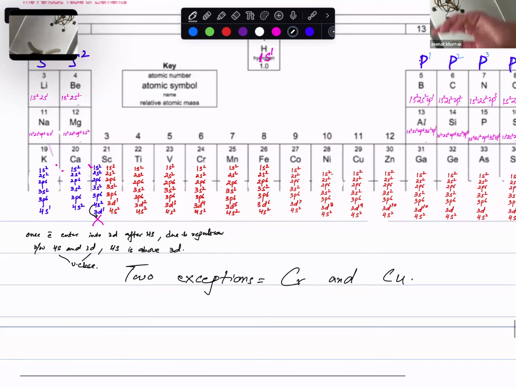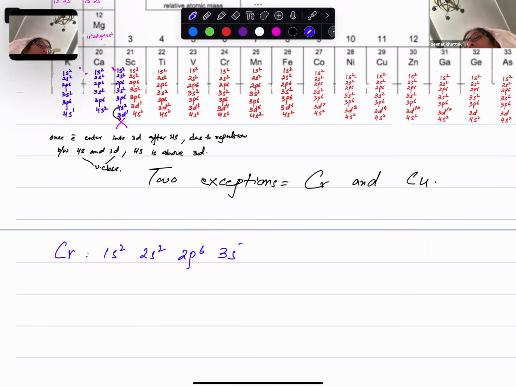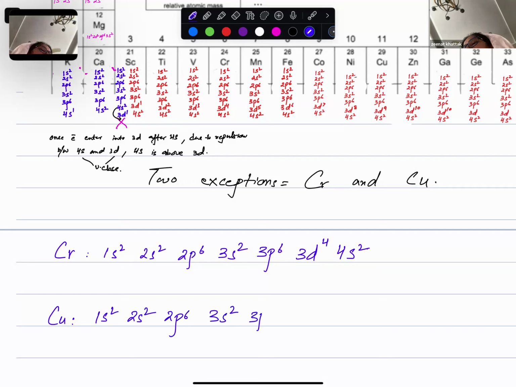So, what is the point? The point is, in chromium and copper. First, let me explain. Chromium: 1s2, 2s2, 2p6, 3s2, 3p6, 3d4, 4s2, and copper: 1s2, 2s2, 2p6, 3s2, 3p6, 3d9, 4s2. Now look.